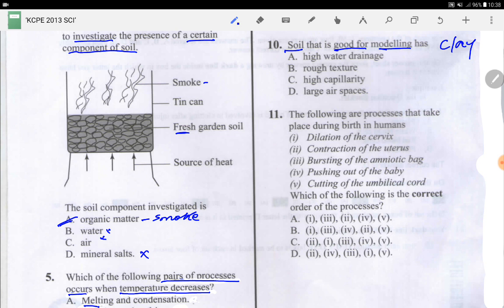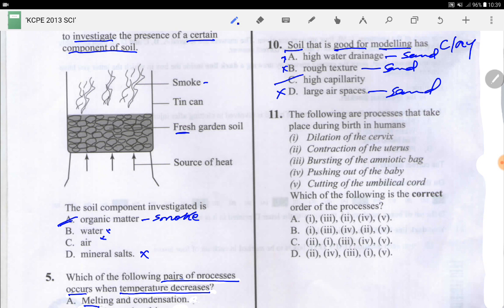So, if we look at A, clay has high water drainage. No, the soil with high water drainage is sand. So, choice A is not correct. Choice B, rough texture, also refers to sand, and that's not correct. Choice C, high capillarity, that's correct. Clay soil has very high capillarity and high water retention. Choice D, large air spaces, this again is sand soil, which is not correct. I move on to question number 11.